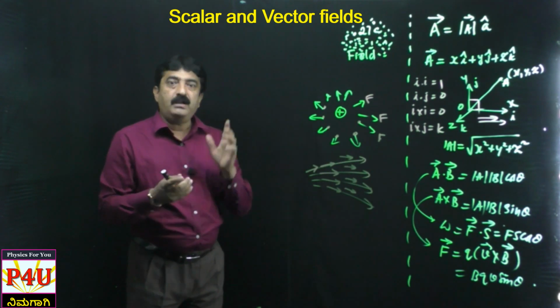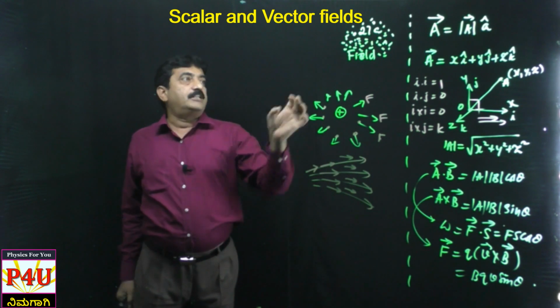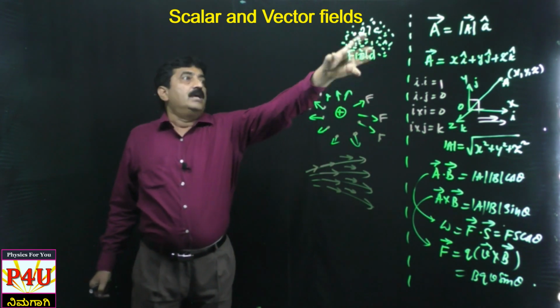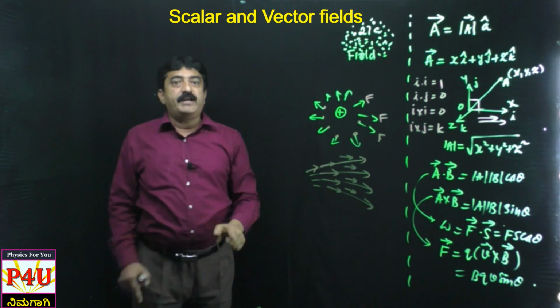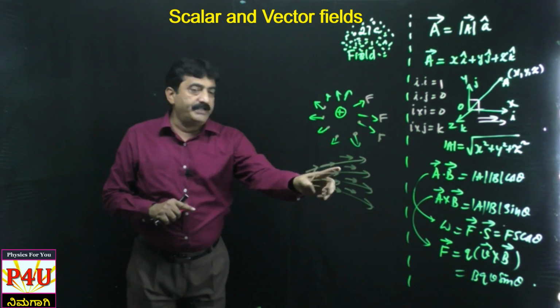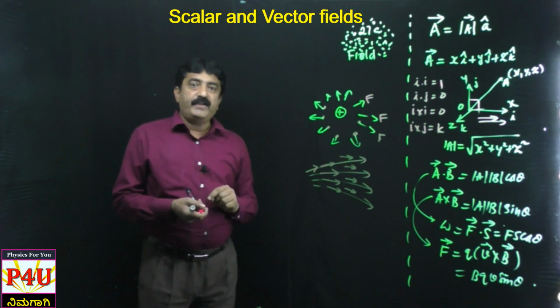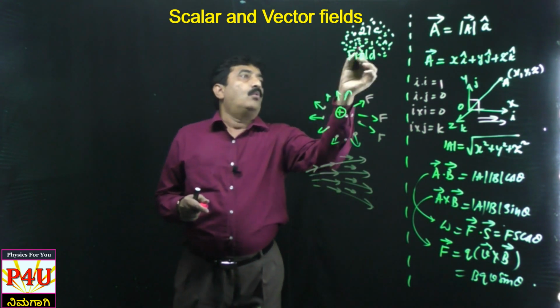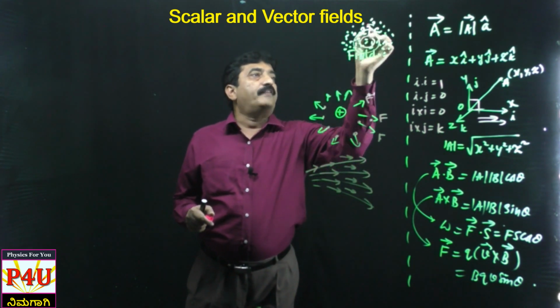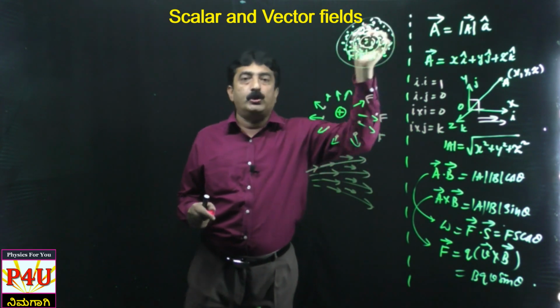So scalar field, vector field. Field is nothing but continuous distribution of points. If the points represent scalar quantity, it is scalar field. If the points represent vector quantity, it is vector field. Now scalar field is associated with what is called spherical surfaces, spheres, zones.